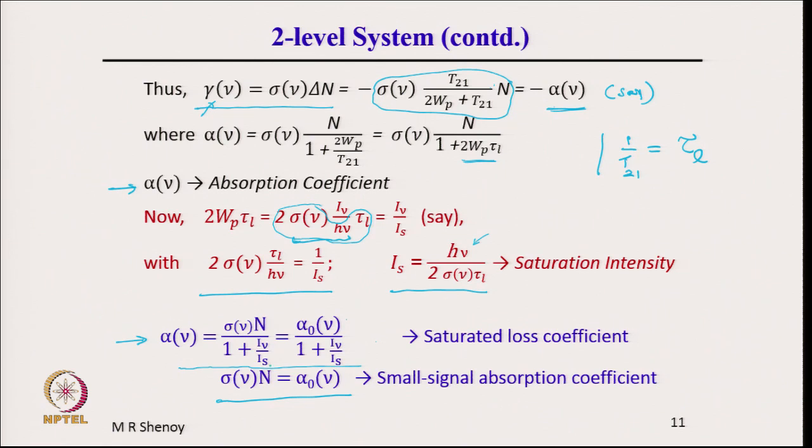So, the absorption coefficient can be written as sigma of nu into n, the cross section times the total number of atoms, divided by 1 plus I_nu by I_s. I_s is a characteristic parameter of the material, which is the saturation intensity. For a given material at a given wavelength, we have a saturation intensity given by h nu divided by twice sigma of nu into tau_L.